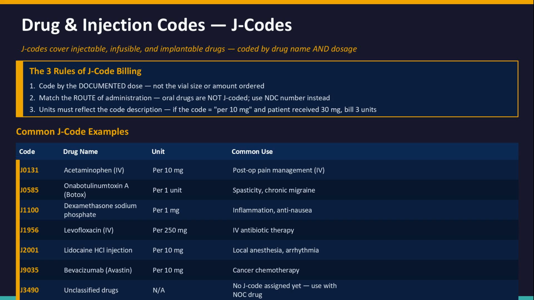J9035 is bevacizumab, Avastin, a chemotherapy drug billed per 10 milligrams. If a patient receives 400 milligrams, you'd bill 40 units of J9035. J3490 is the unclassified drug code, used when no specific J-code has been established yet for a particular drug. Claims using J3490 typically require a narrative description and often go through manual review by the payer.